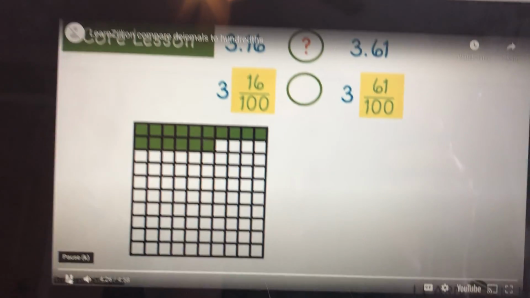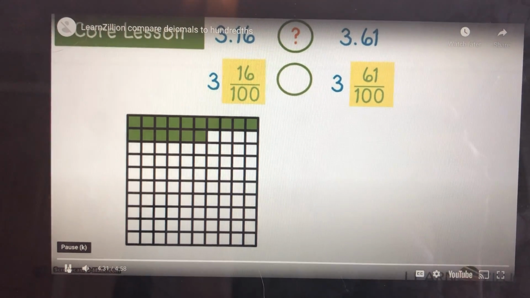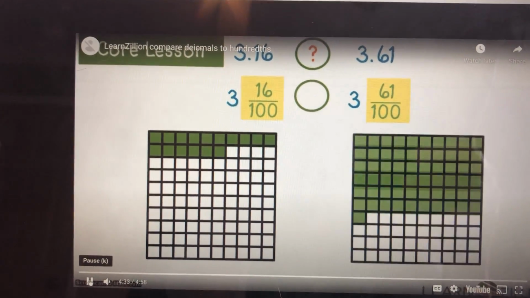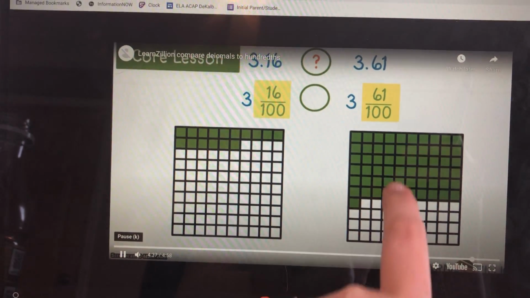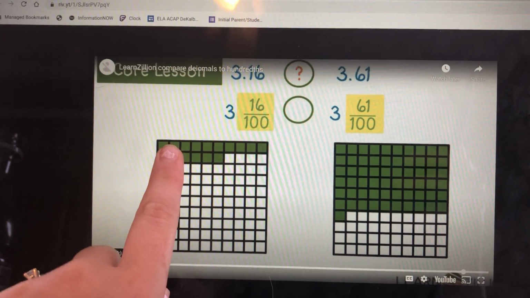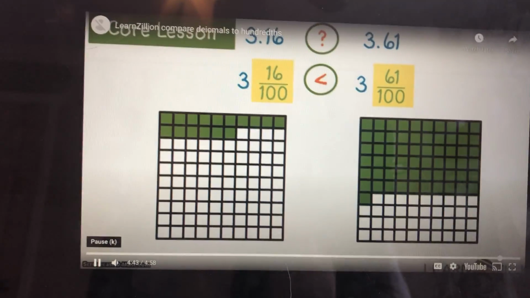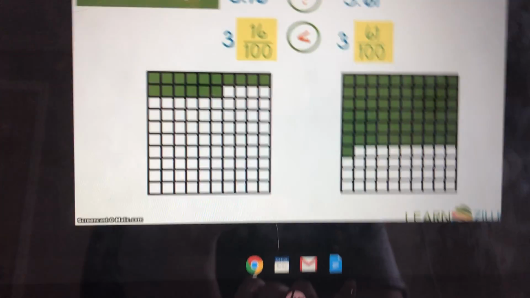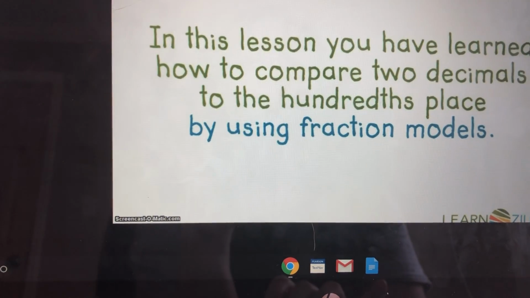Our whole is split into 100 squares, and we'll shade in 16 squares to represent 16 hundredths. On the right side, we'll shade in 61 squares. So just looking at our pictures, you can see that 61 squares is a whole lot more than 16 squares. We can see that 16 hundredths is less than 61 hundredths, which means that 3 and 16 hundredths is less than 3 and 61 hundredths. Okay.